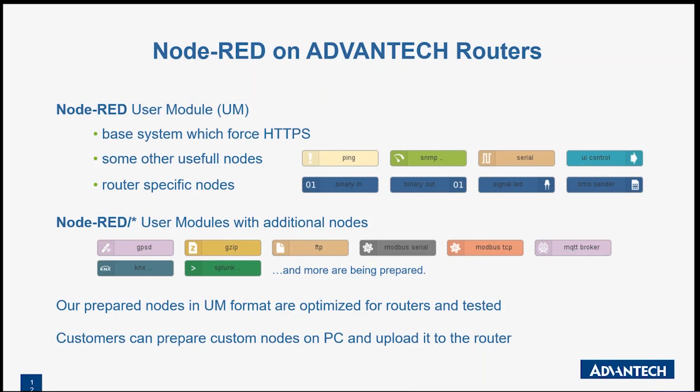So our prepared nodes are in a user module format, as I mentioned earlier, because we don't have NPM. They're optimized for our routers and they're tested by our team thoroughly. You can add your custom nodes and upload it to the router, either directly using SSH or via user module. Just be wary though that it may not be tested and it may not be compatible properly with our routers, so there may be some debugging involved.